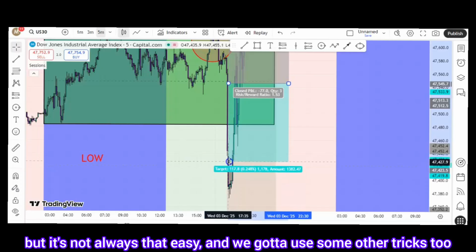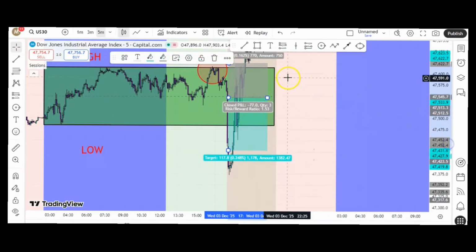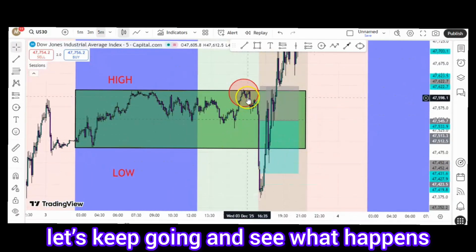But it's not always that easy and we've got to use some other tricks too. Let's keep going and see what happens.